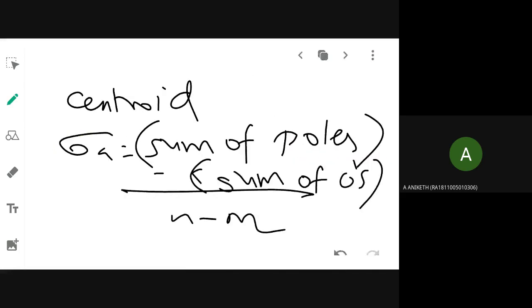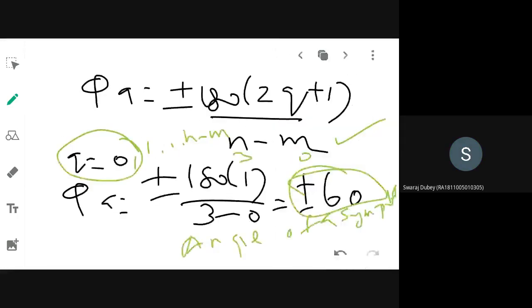Ma'am, centroid is also having a what? Bhardwaj, ma'am, why did you put q equals 0?